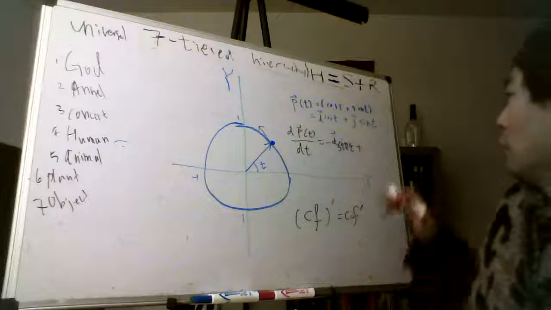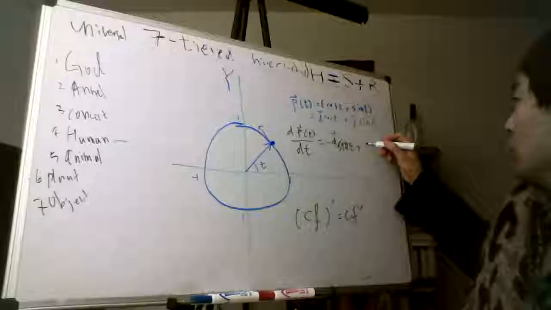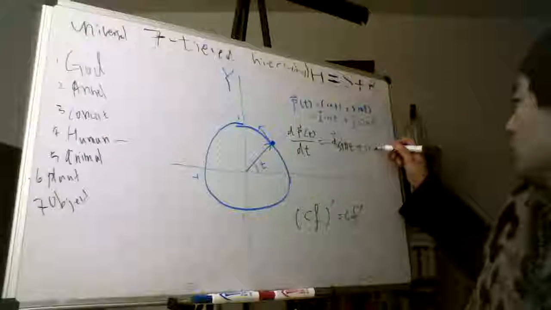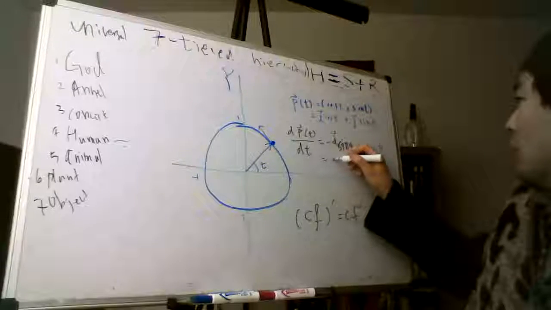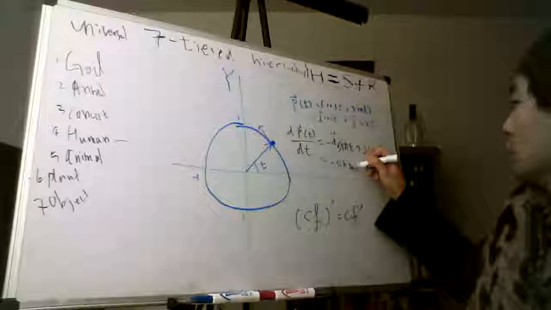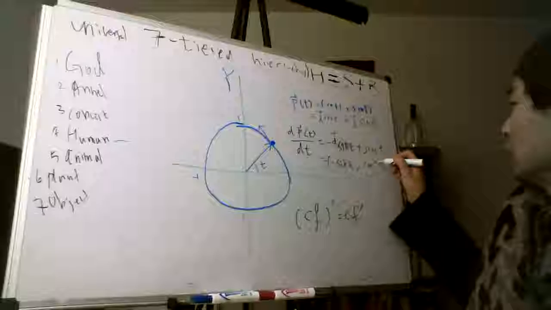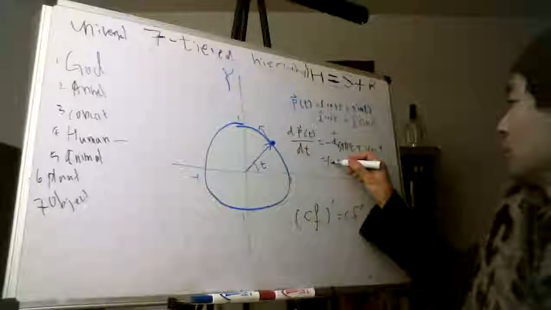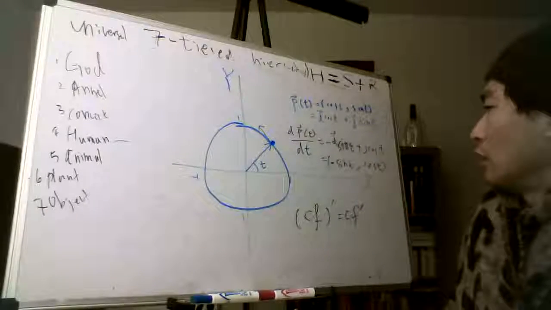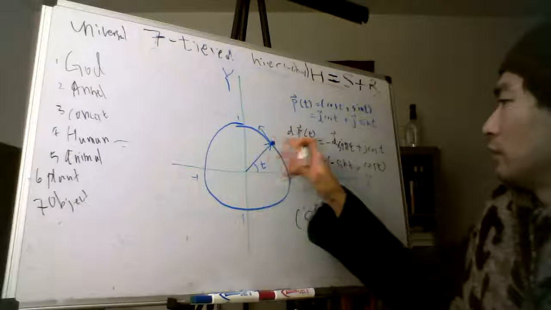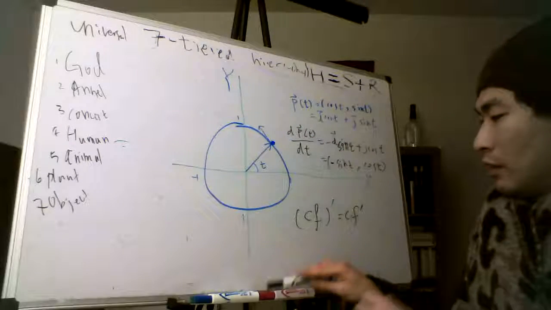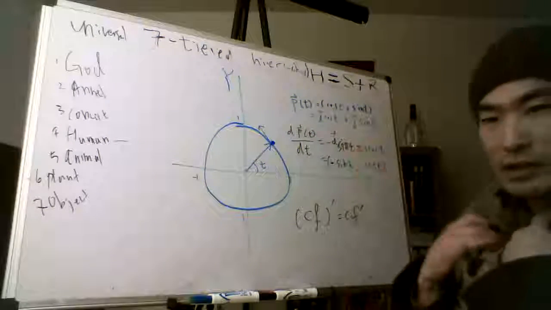All right, so yeah, we differentiate sine t, it becomes cosine t, which is minus sine t, comma cosine t, which makes intuitive sense. Why? Because right now we are in the first quadrant where everything is positive.